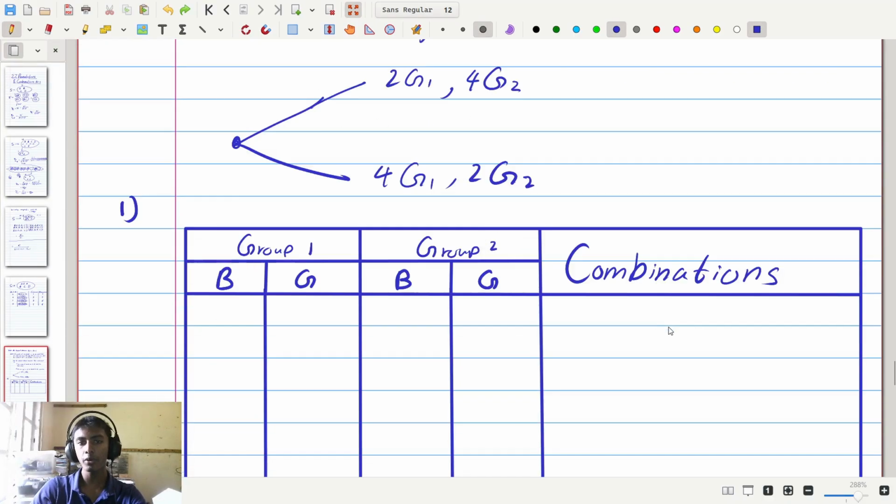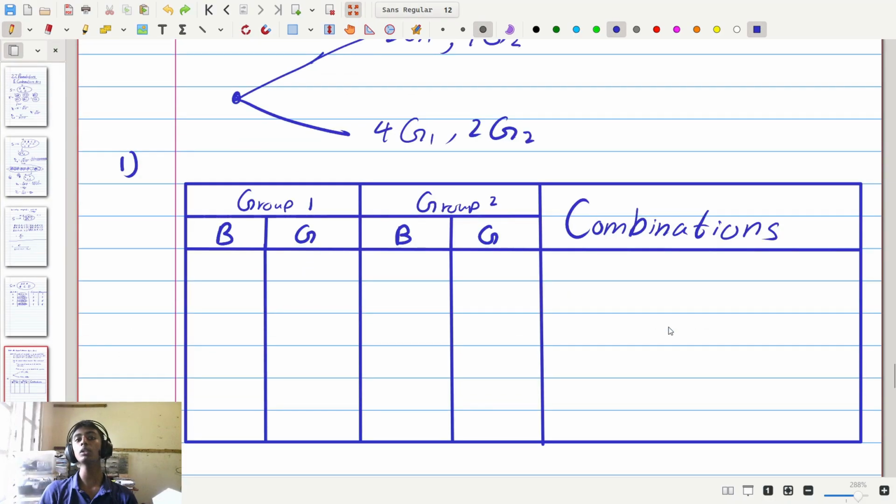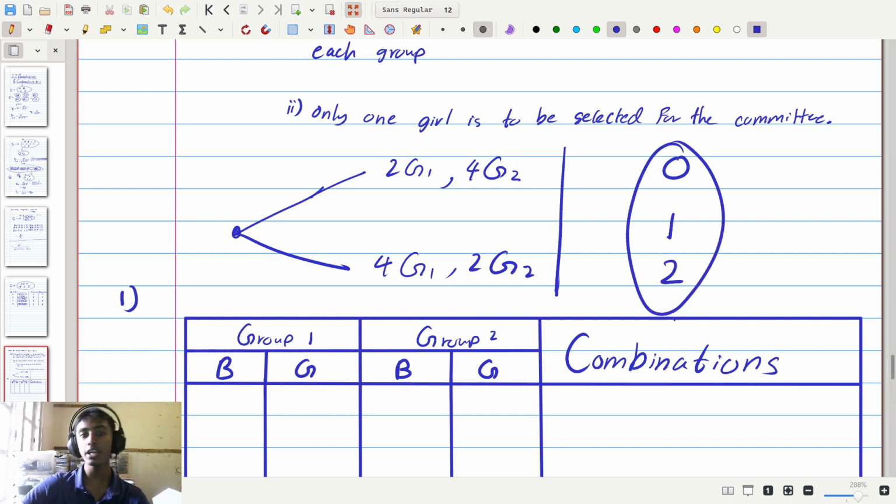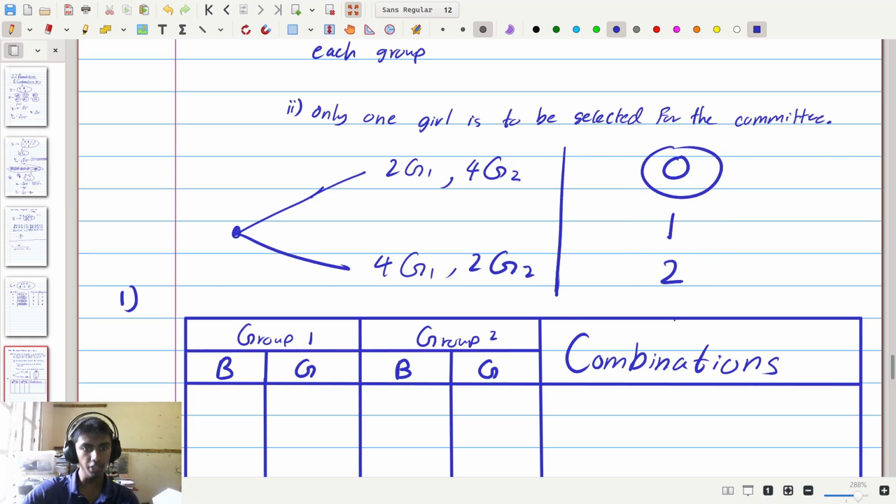To do this, I've drawn a table here where we're going to consider all the possible combinations of choosing girls and boys. So to start off, if we have to choose girls less than or equal to 2, it means we could either choose 0 in total, 1 in total, or 2 in total. For each of these cases, there are different choices that we could make. Let's first consider choosing 0 girls at all.